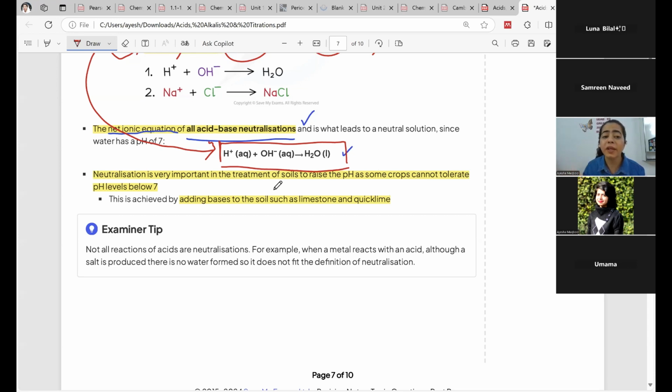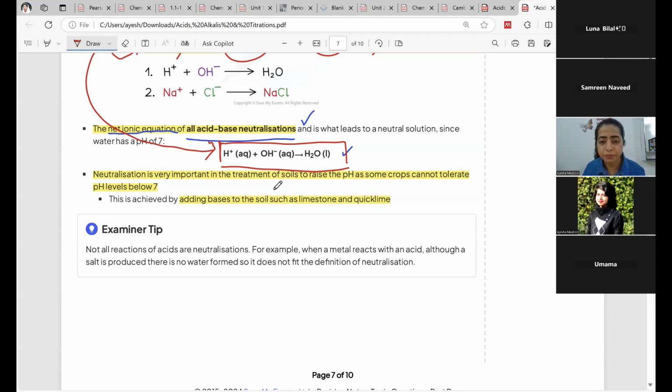Let's say the soil is very acidic. That will not be good for the plants or crops to grow, because most of the crops cannot grow better in acidic pH. They may need neutral pH, or most of the plants need alkaline or neutral pH to grow.